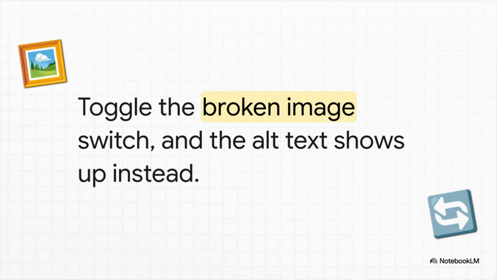In this one, you can drag a width slider and watch the image scale up and down. But even better, you can toggle a broken image switch. When you hit that switch, the image vanishes and the alternate text, the alt text, pops up instead. This perfectly mimics exactly how alt text behaves on a real website when an image fails to load. It takes this abstract accessibility concept and turns it into a tangible visual event that you can actually control.